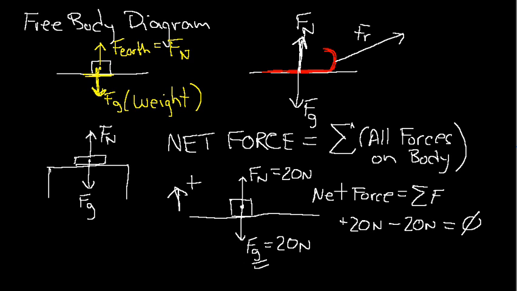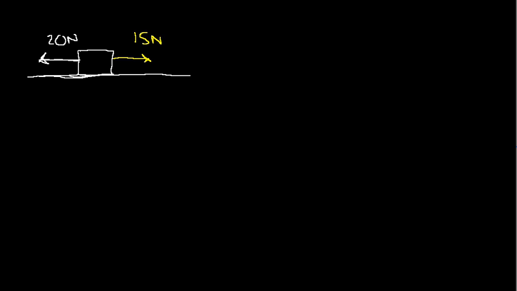Let's try another one. Suppose I have a box like this, and it's on the ground, and let's just say there's no friction here whatsoever. I have a rope tied around it, and I'm going to pull in this direction with a force of 20 newtons, and let's say someone else is on the opposite side and they're pulling in this direction with a 15 newton force.